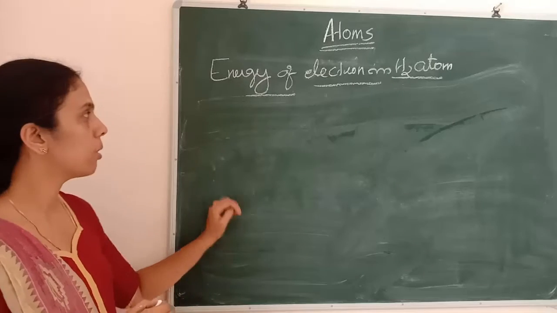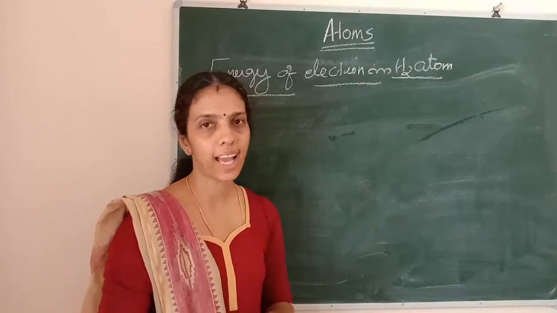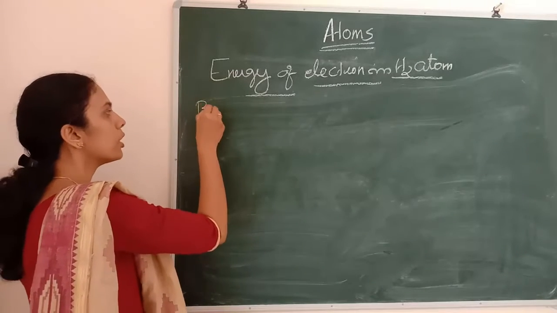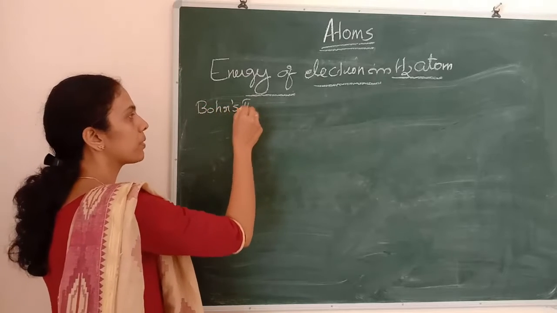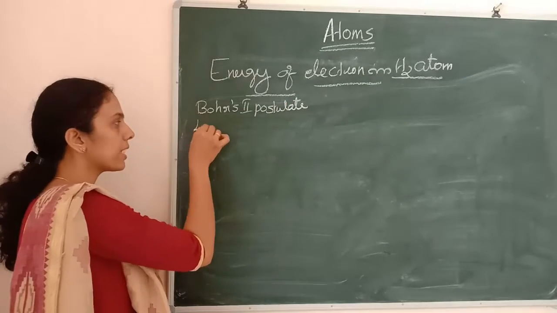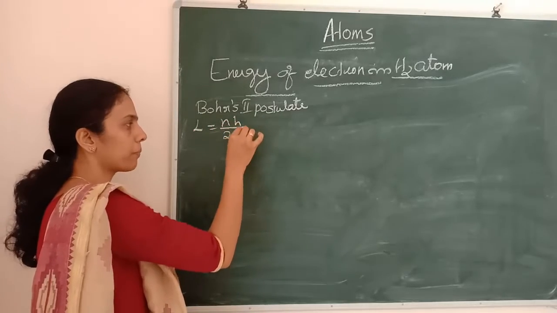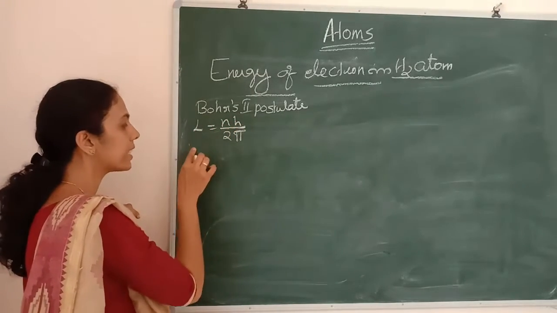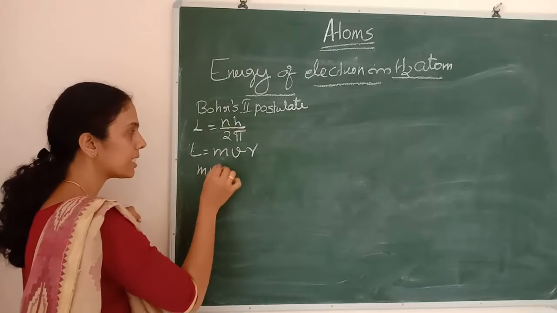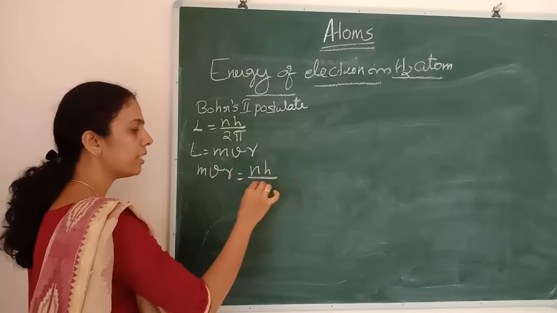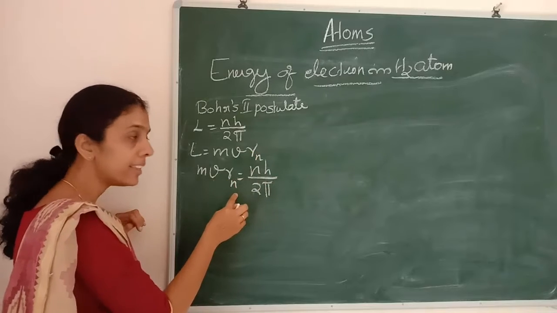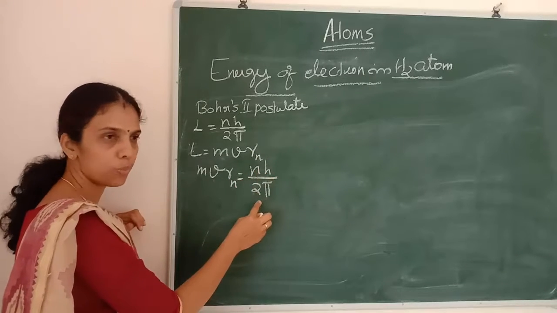So next we are going to study the energy of the electron in the hydrogen atom. What will be the energy of the electron in the hydrogen atom using Bohr's postulate? First, using Bohr's second postulate, L is equal to nh by 2 pi. But we know L is equal to mvr. So clubbing these two equations, we get mvr equals nh by 2 pi. If I take the nth orbit, I can write m v r_n equals nh by 2 pi.